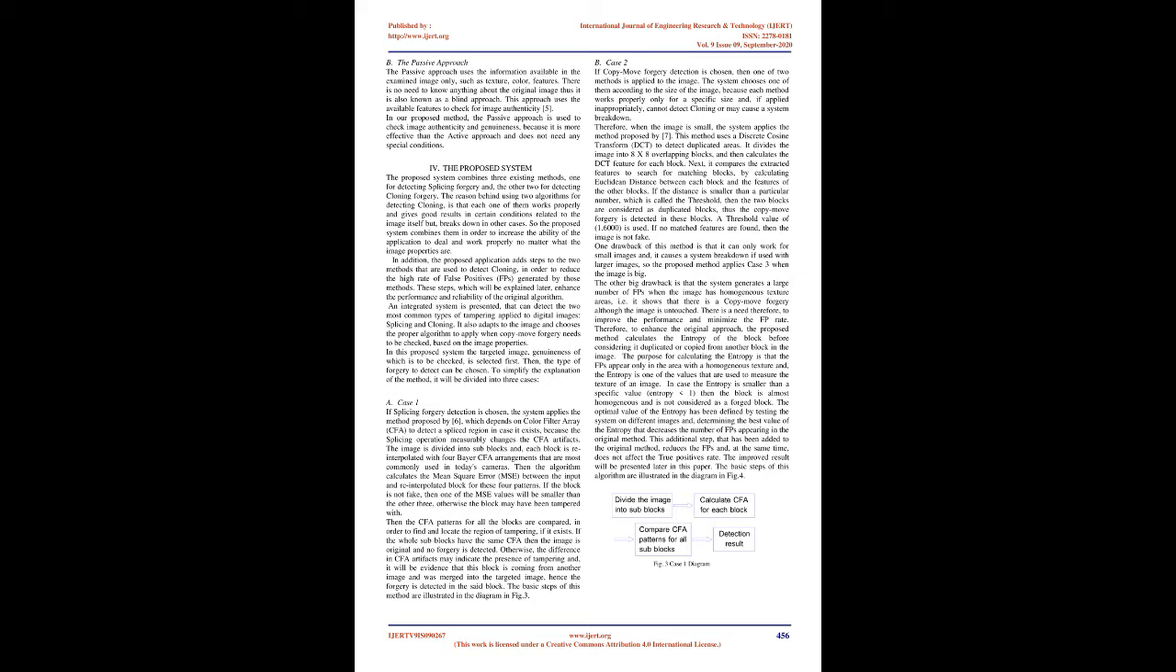In addition, the proposed application adds steps to the two methods that are used to detect cloning, in order to reduce the high rate of false positives, FPs, generated by those methods. These steps, which will be explained later, enhance the performance and reliability of the original algorithm. An integrated system is presented that can detect the two most common types of tampering applied to digital images, splicing and cloning. It also adapts to the image and chooses the proper algorithm to apply when copy move forgery needs to be checked, based on the image properties.